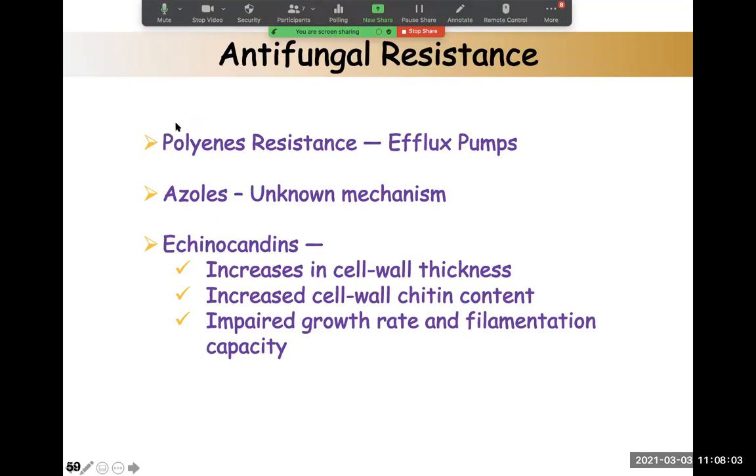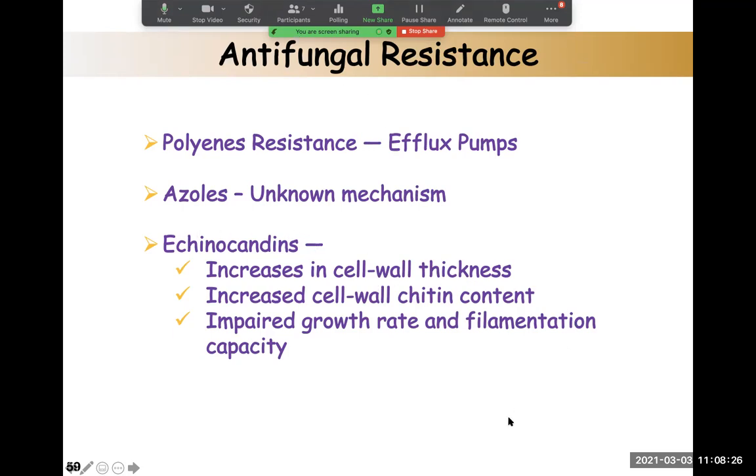Of course, polyenes resistant. The fungi has acquired efflux pumps. We don't know how they become resistant to azole. They do become resistant. And echinocandins, remember, it attacks the cell wall. So what does the fungus do? The fungus decided to increase its cell wall thickness. So this antifungal, the echinocandins, cannot work.